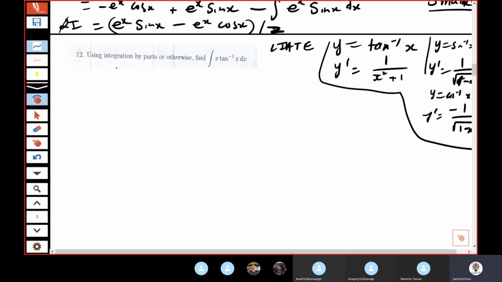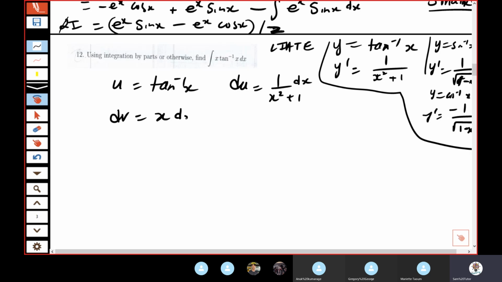So let's do this. We're going to go u equals inverse tan x, du equals 1 on x squared plus 1 dx, dv equals x dx, v equals x squared on 2. Okay, any questions?